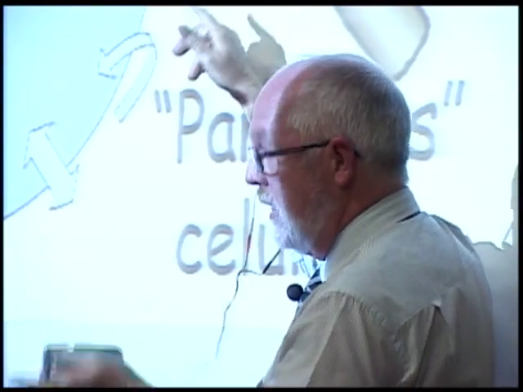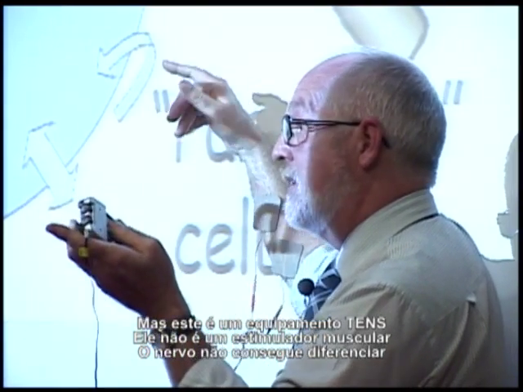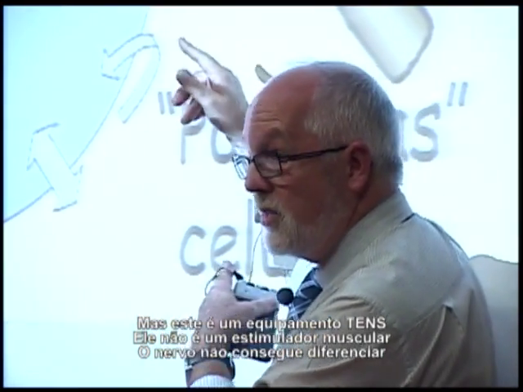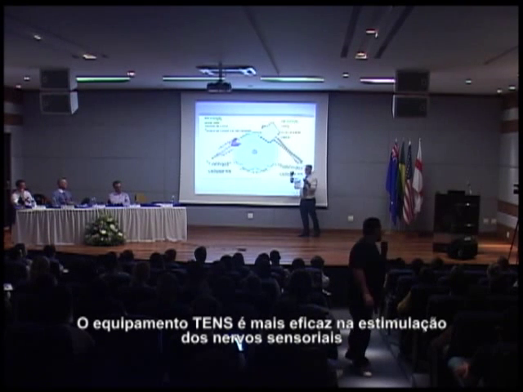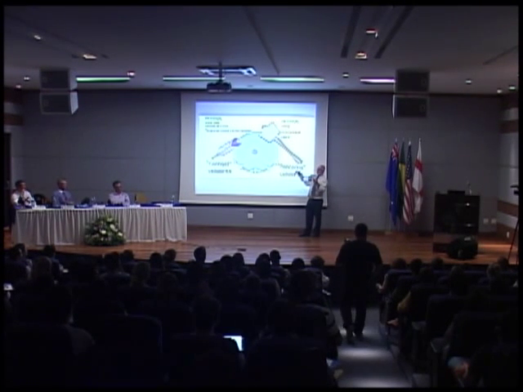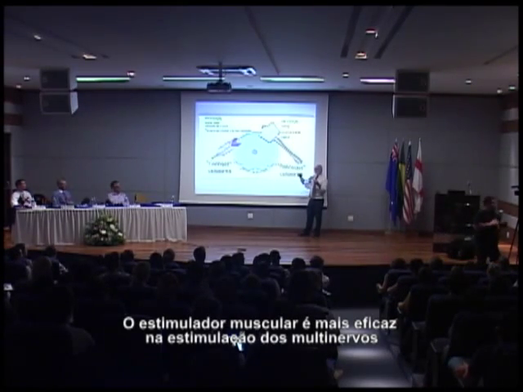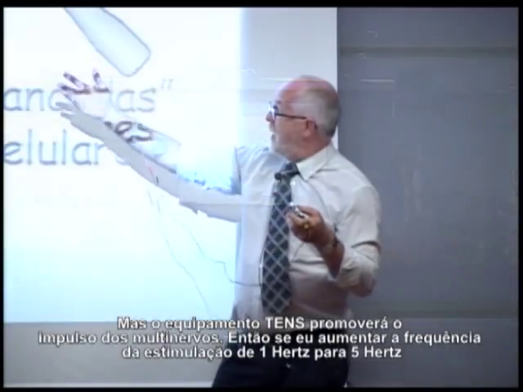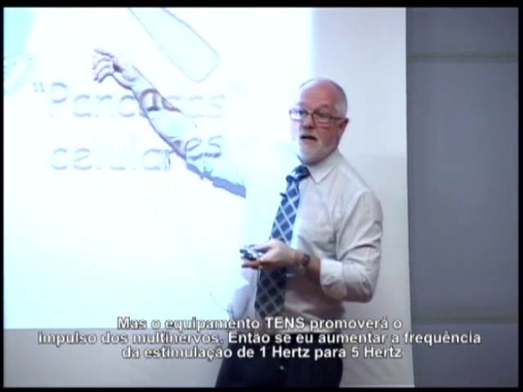Okay? Easy. But this is a TENS machine. This is not a muscle stimulator. The nerve can't tell the difference. The TENS machine is most efficient at stimulating sensory nerves. The muscle stimulator is most efficient at stimulating motor nerves. But a TENS machine will make a motor nerve fire.